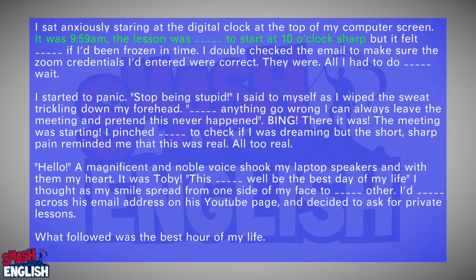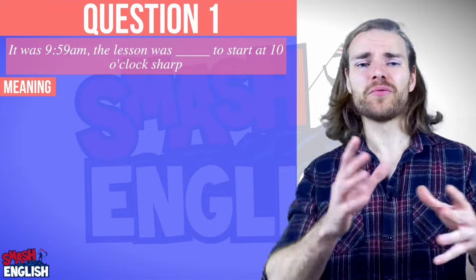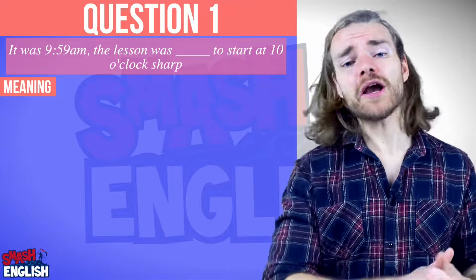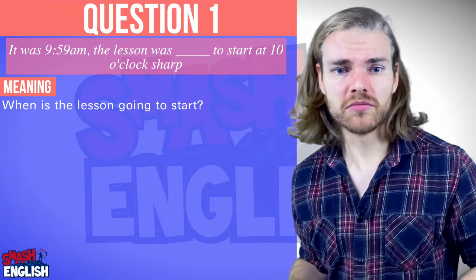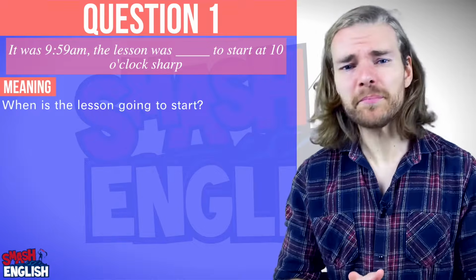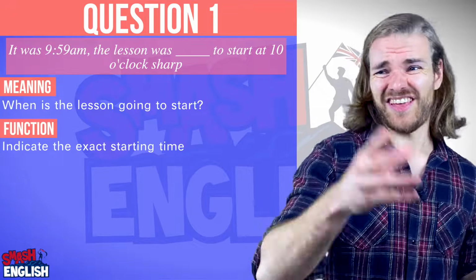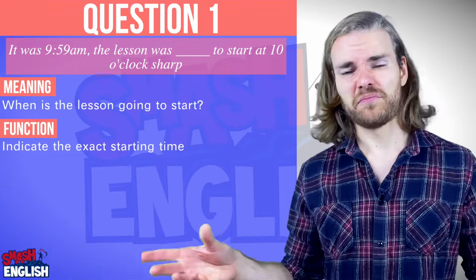It was 9:59 a.m. The lesson was to start at 10 o'clock sharp. So let's focus on the meaning first. What is the sense of the sentence? We're talking about the starting time of the lesson. When is the lesson going to start? So the function is also very simple. The function is to indicate that 10 o'clock is the starting time of the lesson.